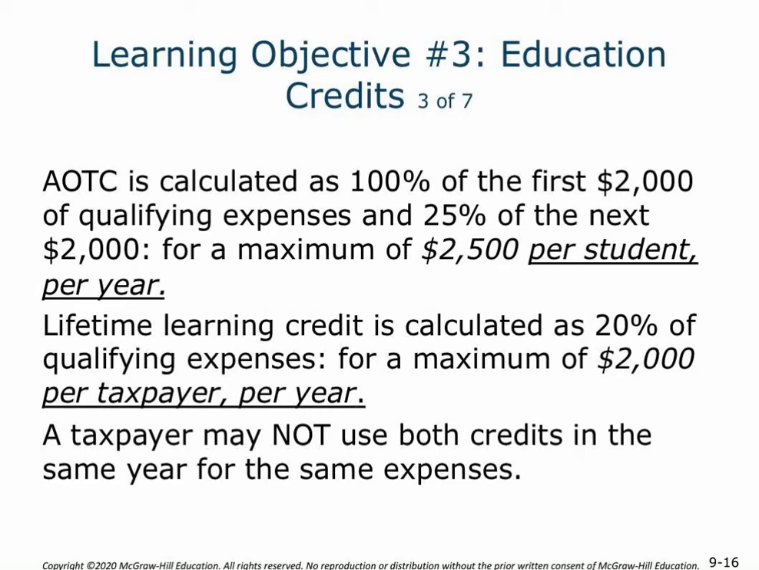Again, we cannot use both credits on the same tax filing, so we have to pick which one we're going to use. And the American Opportunity Tax Credit is only going to be available for those first 4 years.